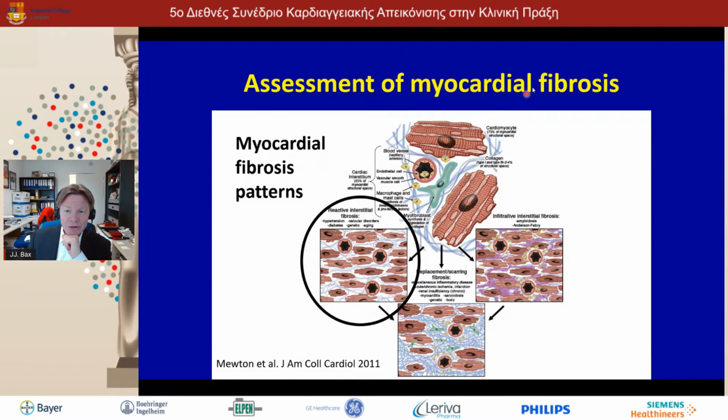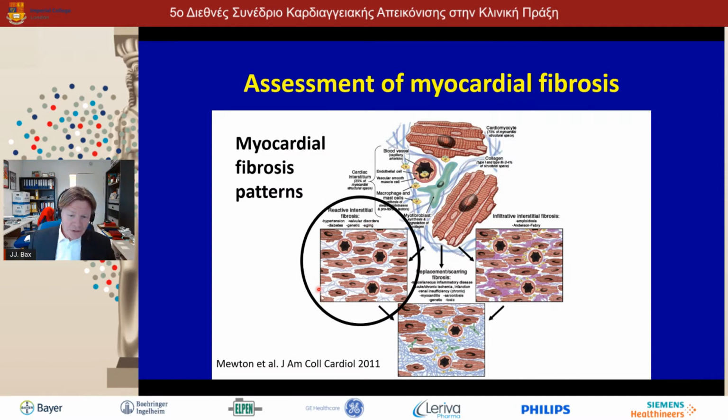This is the assessment of myocardial fibrosis. I like this review. It shows here early fibrosis. It's called reactive interstitial fibrosis. Which patients have that? Hypertension, valvular disorders, diabetes, genetics, and aging. Every heart has it to some extent.